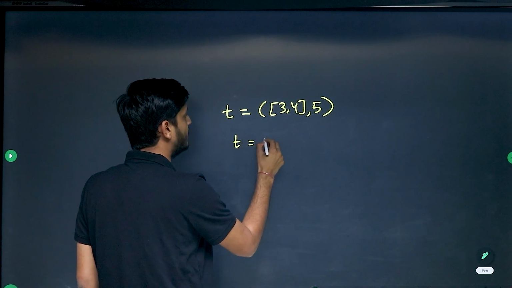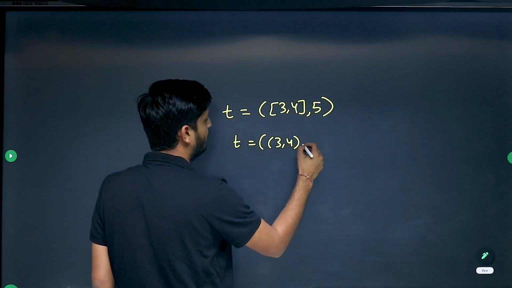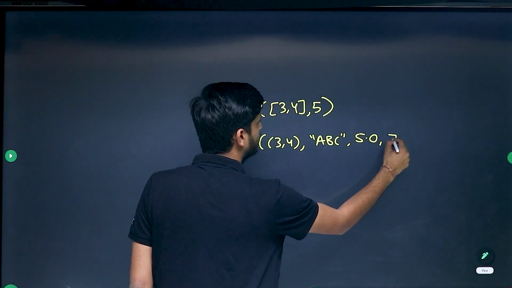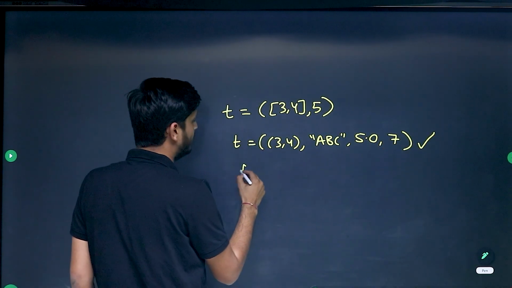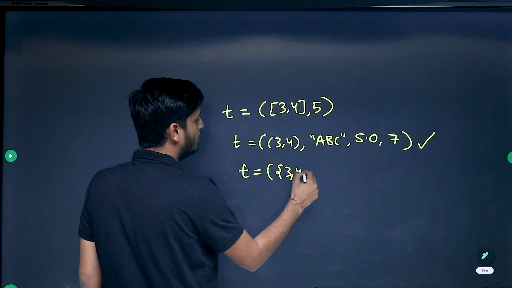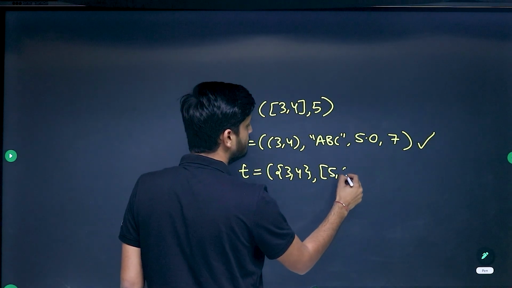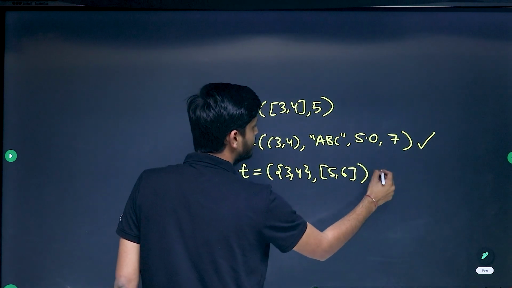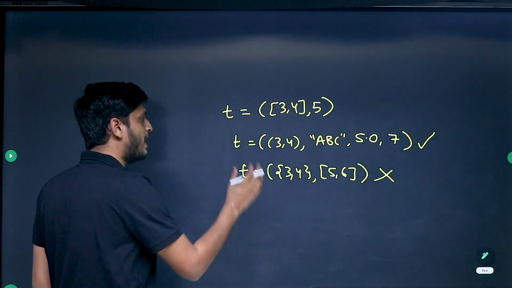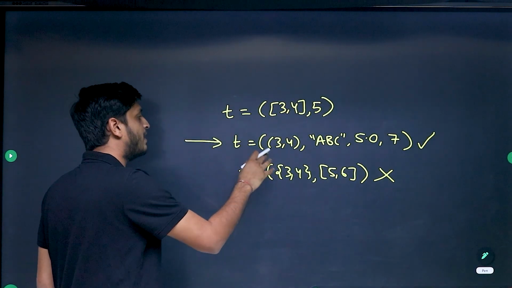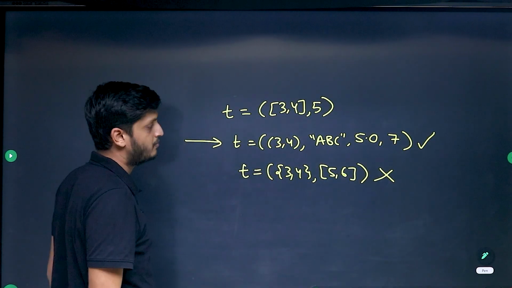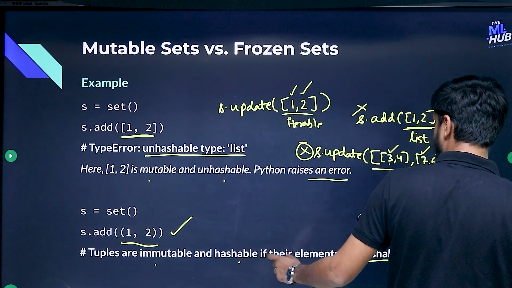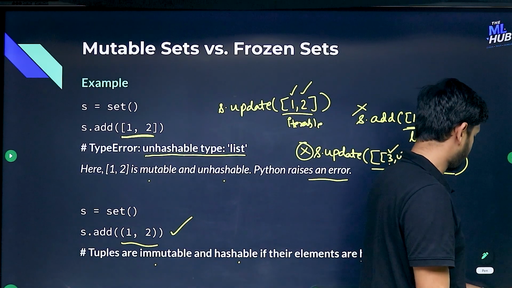If a tuple contains a tuple again, this is allowed. If a tuple contains a string, this is allowed. If a tuple contains a floating point number or an integer, this is allowed. But if a tuple contains a set inside it, or a list, or a dictionary (we will see how to create dictionaries in the next lecture), these tuples are not allowed. Only hashable objects are allowed, which means tuples can contain only hashable items inside them. So tuples are immutable and hashable if their elements are also hashable.